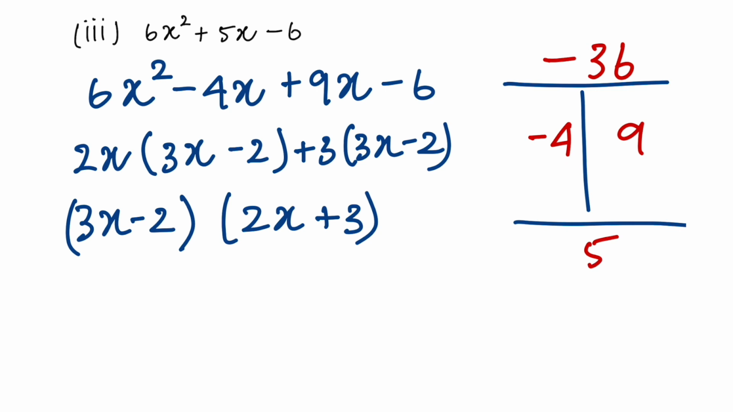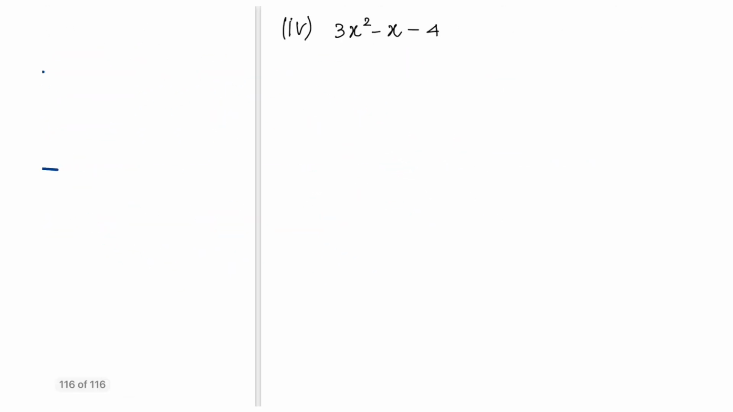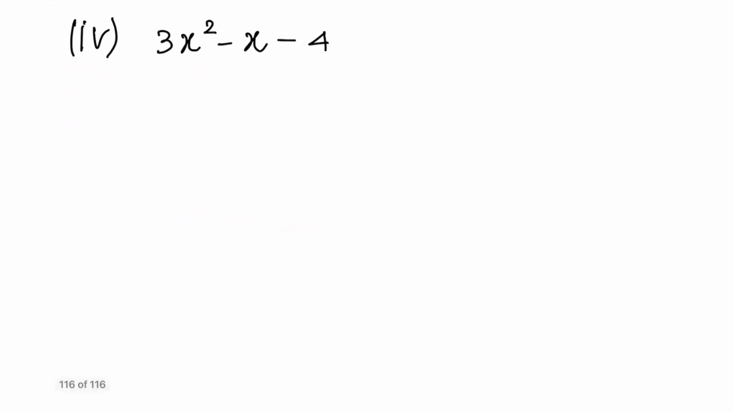Okay, so I hope this is clear. We have split the middle term and written it as minus 4x and 9x, and we have taken 2x as a common factor here, and that leaves you with 3x minus 2, and we have taken 3 as a common factor, that leaves us with 3x minus 2, and we have taken 3x minus 2 as a common factor, that leaves you with 2x plus 3. So 3x minus 2 into 2x plus 3 is the factorized form of that polynomial 6x squared plus 5x minus 6. Okay, so moving on to the next subdivision here, and this is the last subdivision for this question.